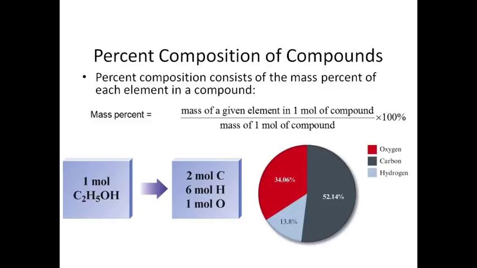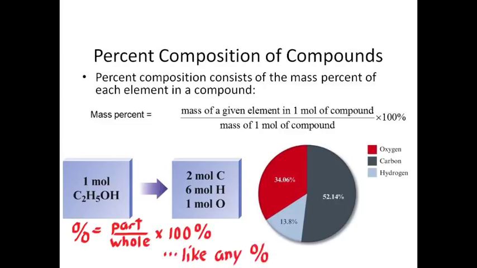Now, here we're getting to what we wanted to learn in the first place, percent composition of compounds. The percent composition consists of the mass percent of each element in a compound. Well, what does that mean? It's like any percentage. It's the part over the whole times 100%. If you score 48 out of 50 on a test, you have 96%. You get that. We're doing the same thing here, except we're talking about elements within a compound. It's the mass of a given element divided by the mass of the compound times 100%.